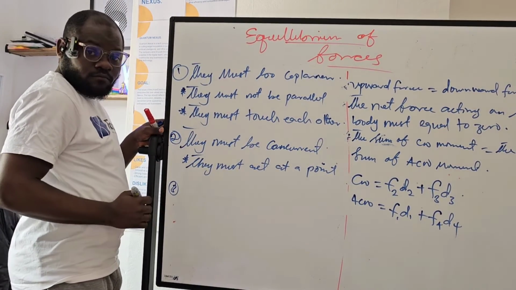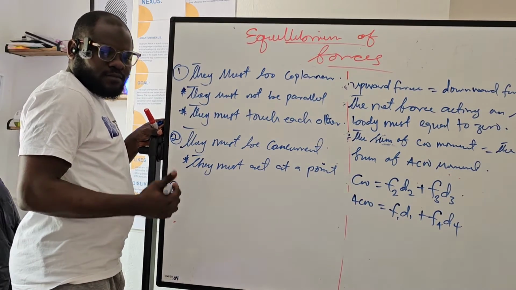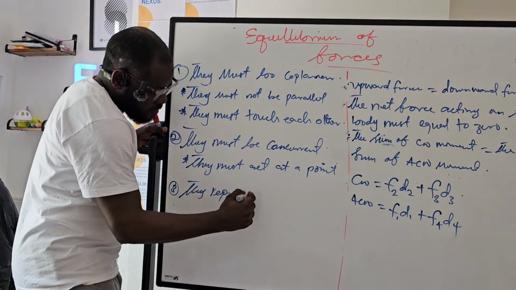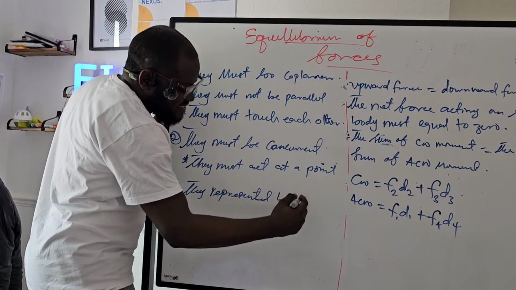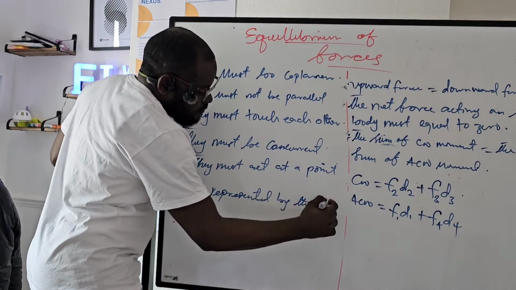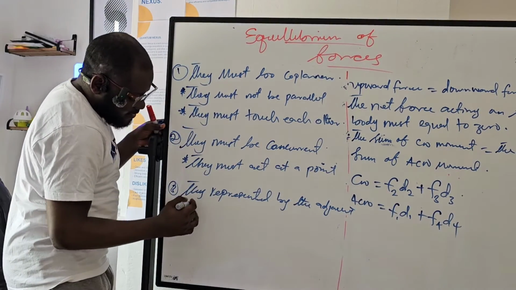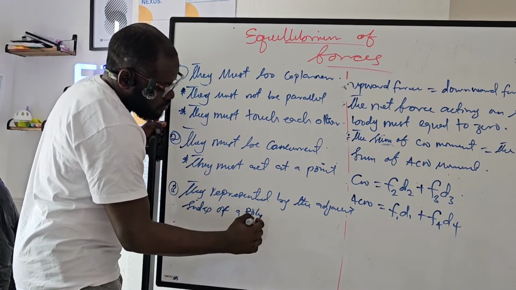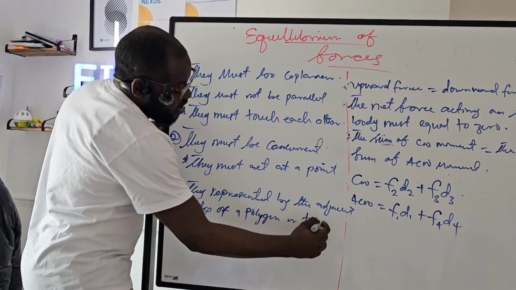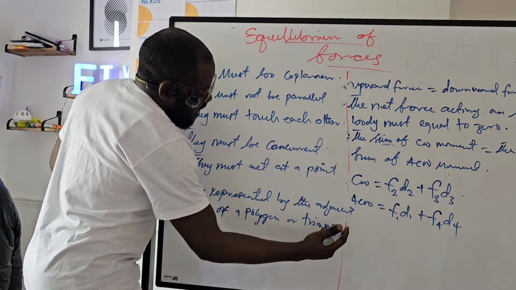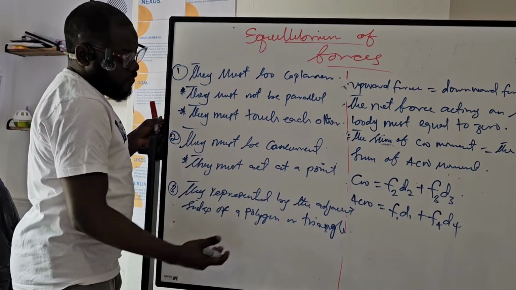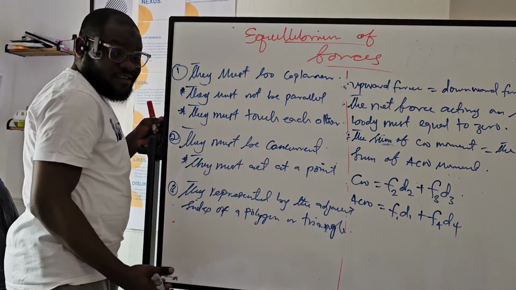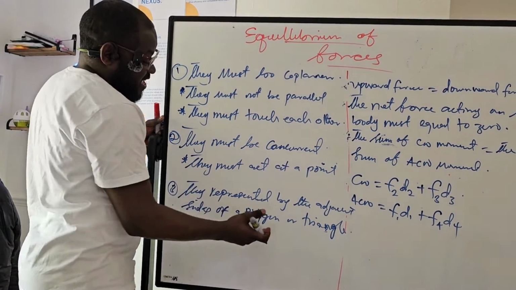And thirdly, who can tell me the third one? Thank you. That means they can be represented by the adjacent sides of a polygon, or you can say triangle. I wanted to say just triangle before, and that's why I said polygon. I'm not supposed to put triangle because I already put polygon, but I don't want any form of argument, so I just do the tautology.